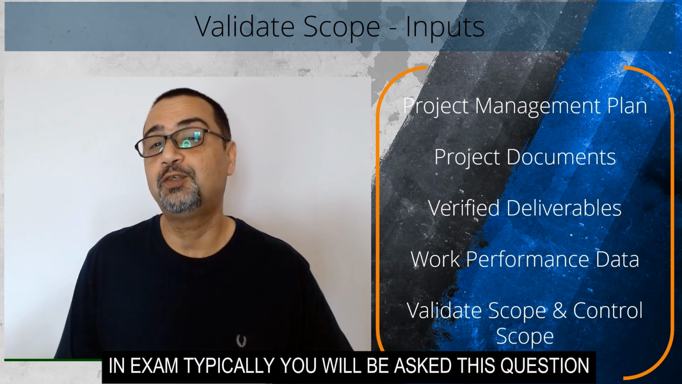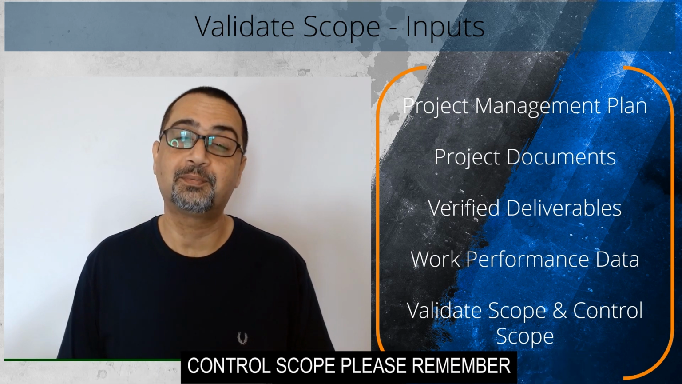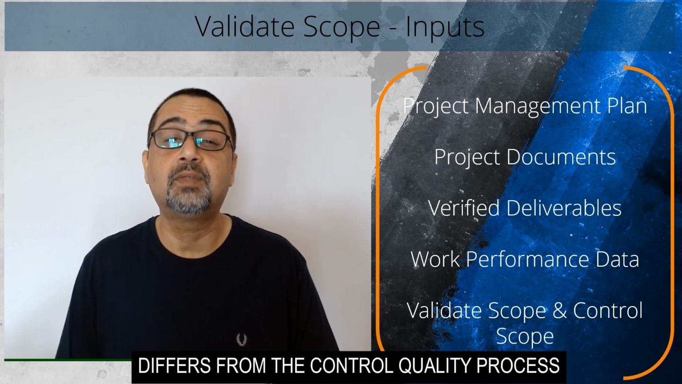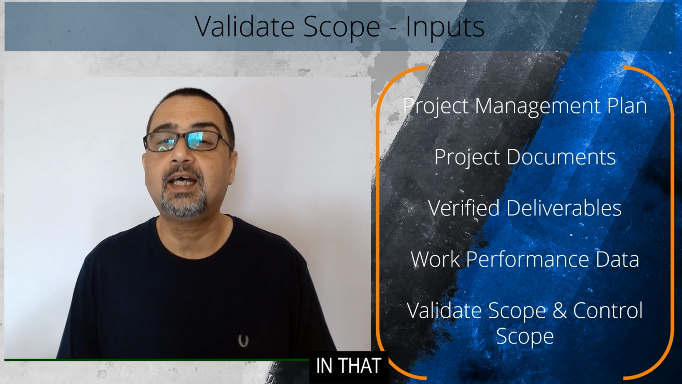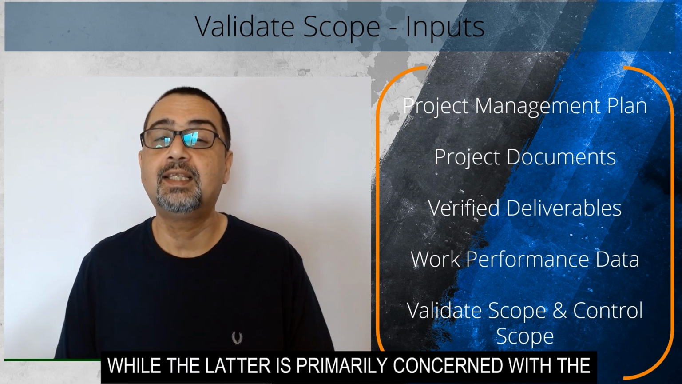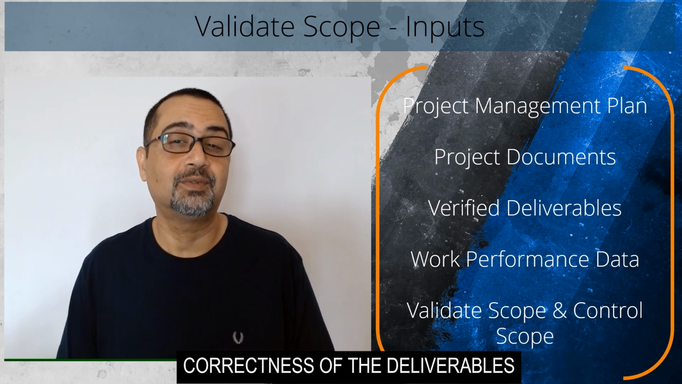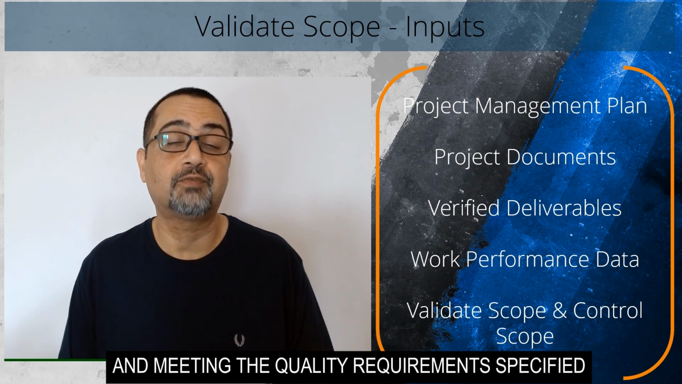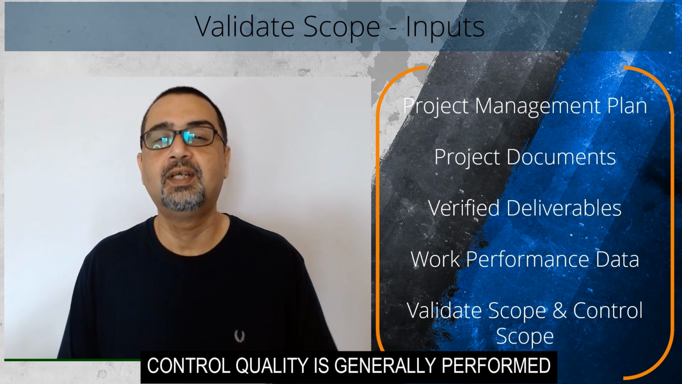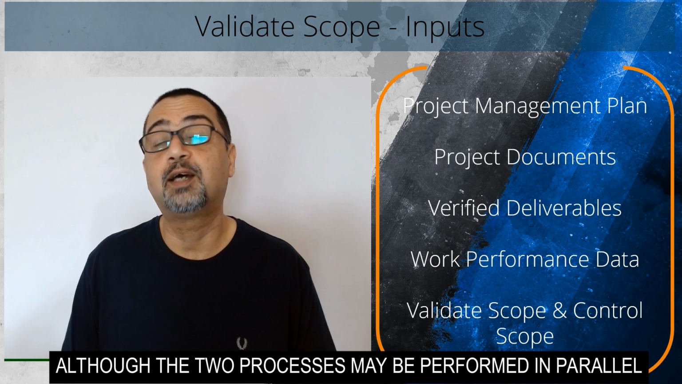In the exam, typically you will be asked this question to differentiate between validate scope and control quality. Please remember, the validate scope process differs from the control quality process in that the former is primarily concerned with acceptance of the deliverables, while the latter is primarily concerned with the correctness of the deliverables and meeting the quality requirements specified for the deliverables. Control quality is generally performed before validate scope, although the two processes may be performed in parallel.